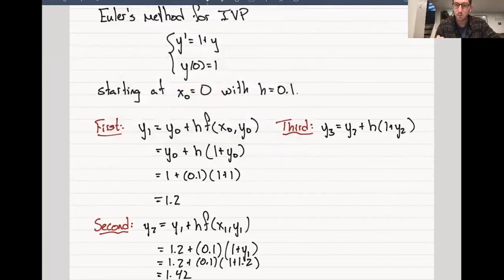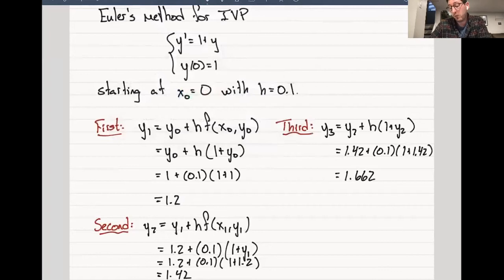y3 depends on y2. And so I get 1.42 plus 0.1 times 1 plus 1.42. And so again, this is just a tedious thing for a calculator to do. So 1.662. So that gives me the first three approximations of my solution, my particular solution that goes through 0 and the point 1 for y, as a solution to this, y prime is equal to 1 plus y.